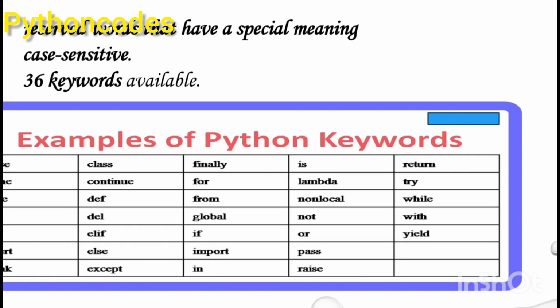We can use the keyword module. Keyword is a built-in module to get the list of keywords. Also, this module allows a Python program to determine if a string is a keyword. Apart from the keyword module, we can use the help function to get the list of keywords. This is all about the keywords.